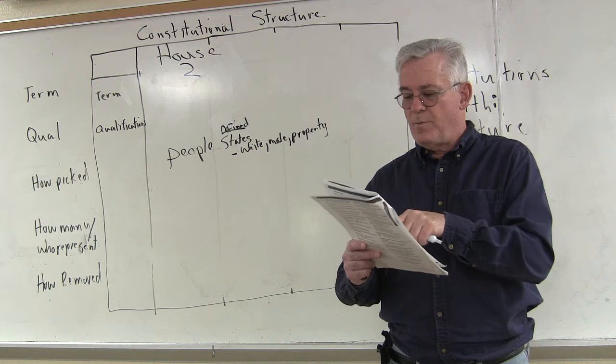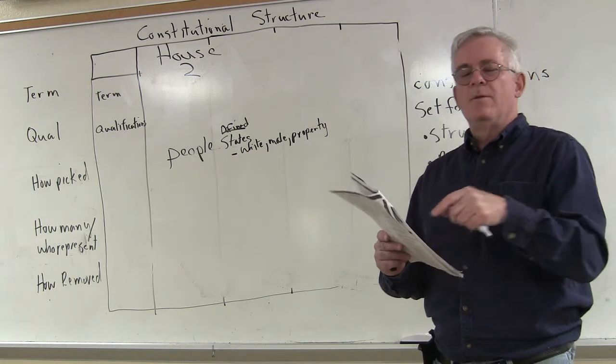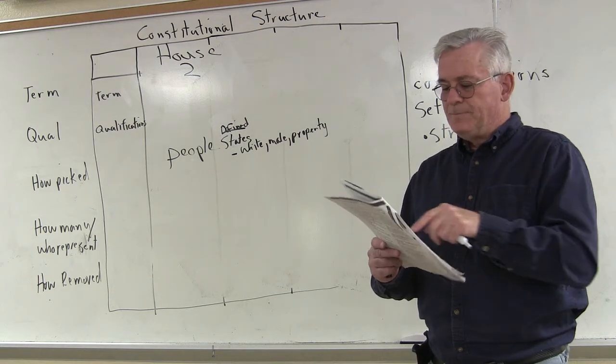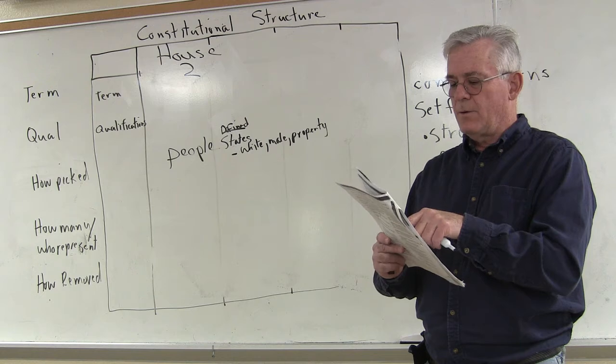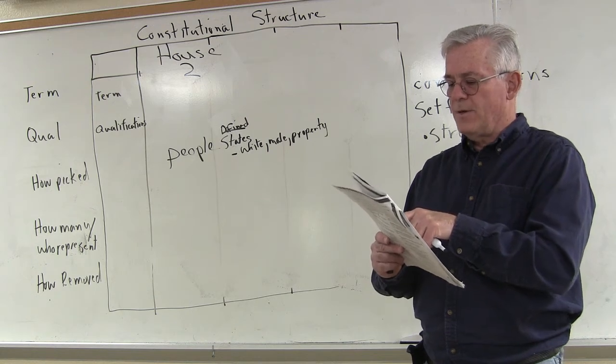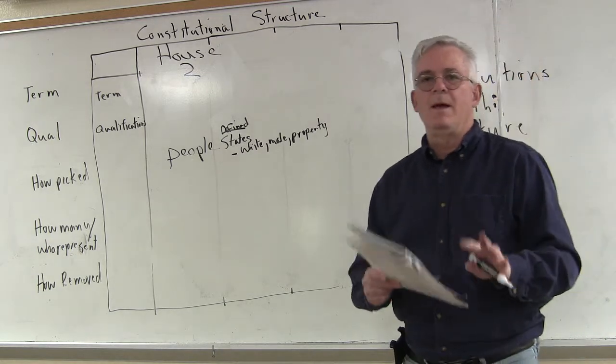Okay, now there was only one limitation in the Constitution, and it is in the second sentence of Article 1, Section 2, Paragraph 1. What is this talking about? And the electors, when they say electors there, they mean voters, of each state shall have the qualifications requisite for electors of the most numerous branch of the state legislature. What do they mean by that? Here's what they meant by that.